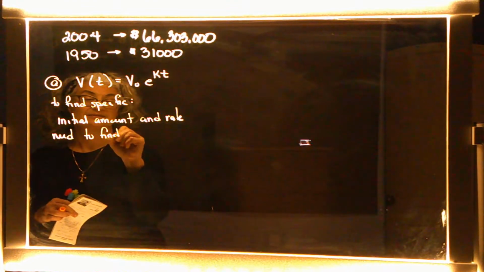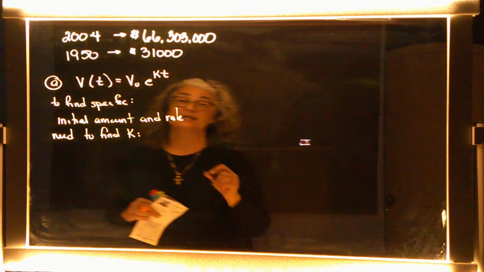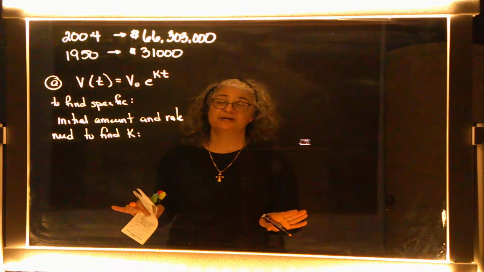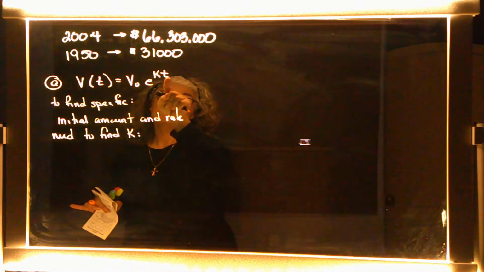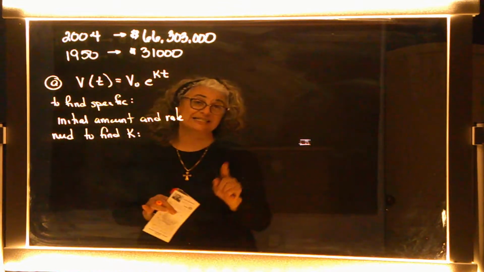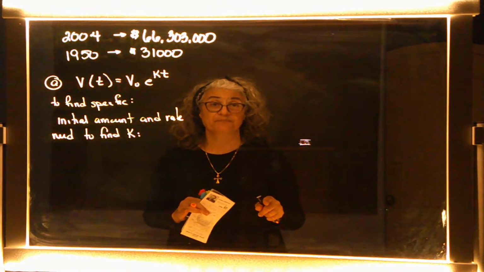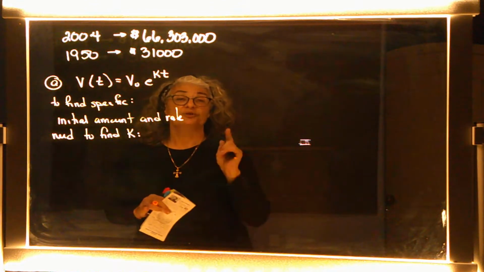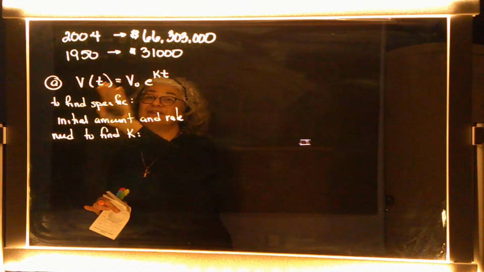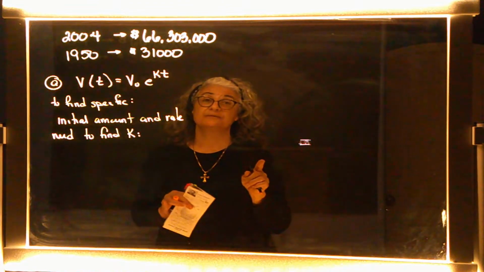All right, so if I need to find K, that means I need every other piece of the puzzle. Not only do I need to know the initial amount, but I need to know the time and I need to know the ending value, don't I? Okay, so the initial amount I know we have. The question is, do we have the ending value and the time?